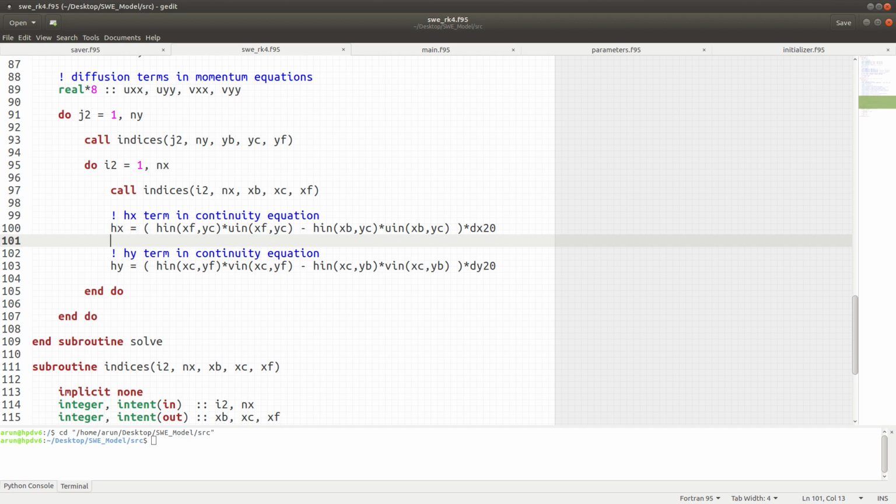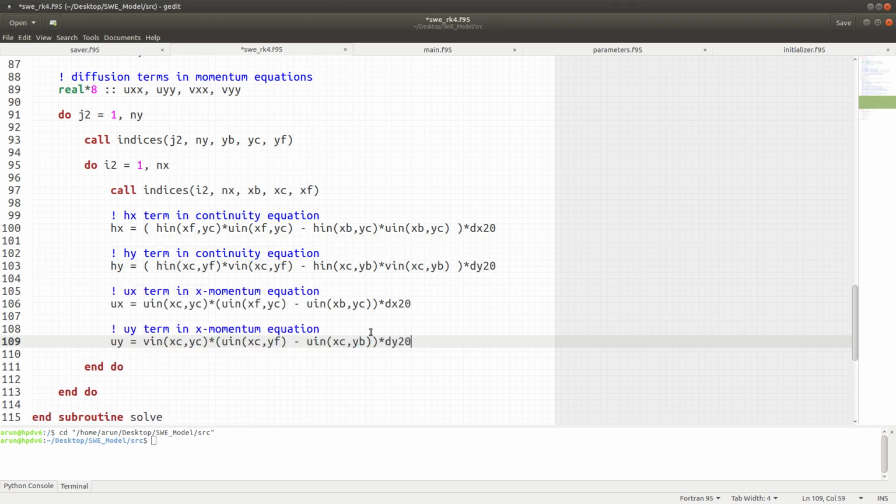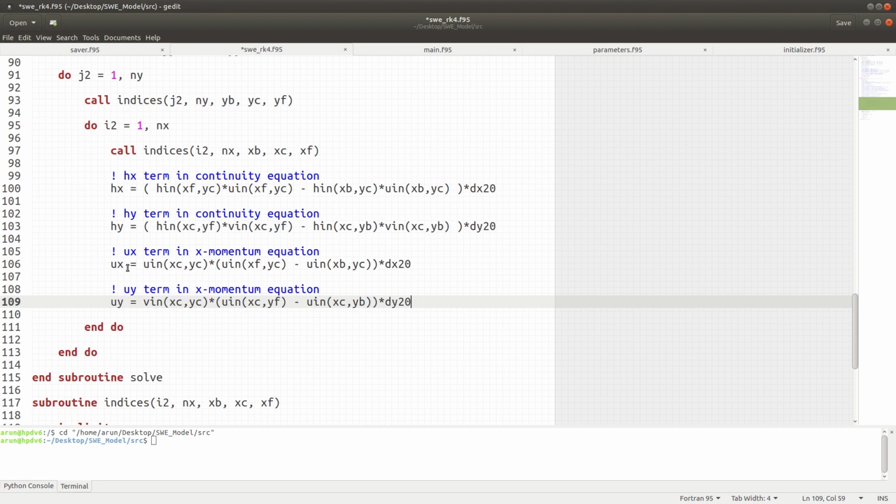Likewise, moving on, we are now ready to write the algebraic equations, the numerical equations, for the other terms as well. So this is actually our ux term, which is u dou u by dou x.